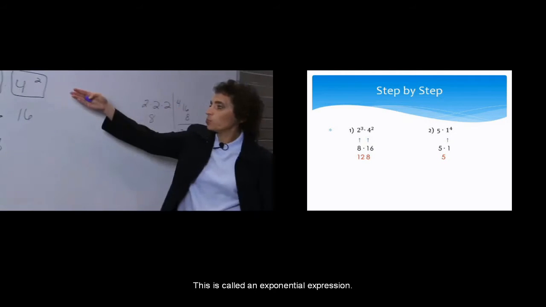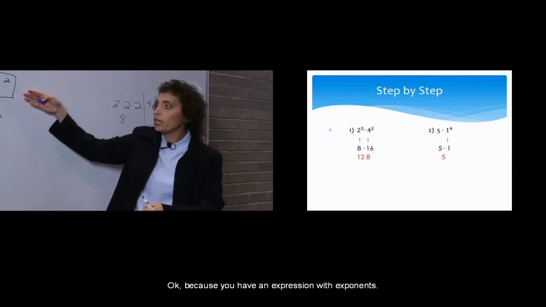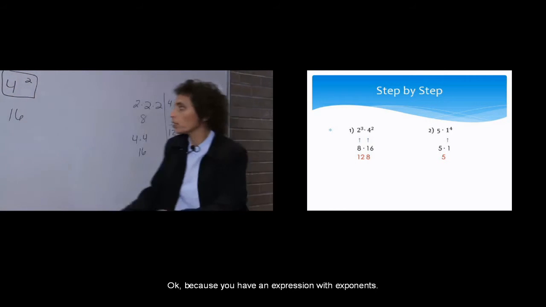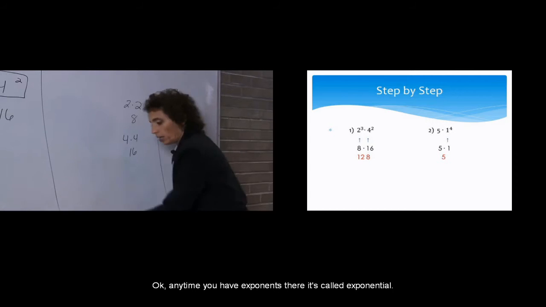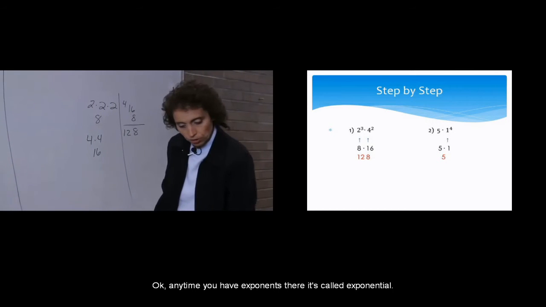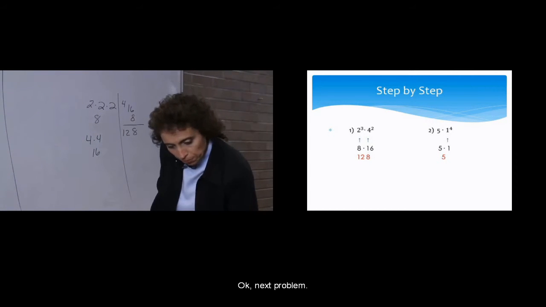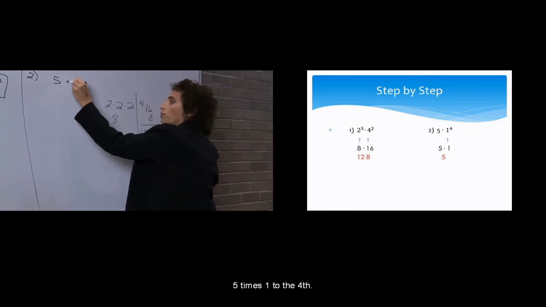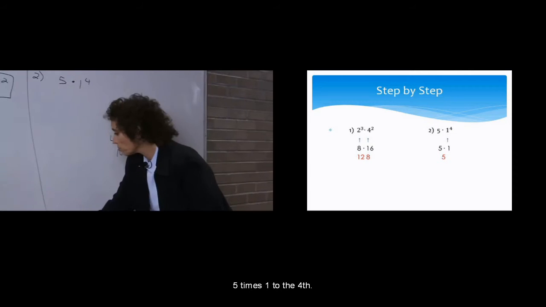And this is called an exponential expression, okay, because you have an expression with exponents. Anytime you have exponents there, it's called exponential. Okay, the next problem is 5 times 1 to the 4th.